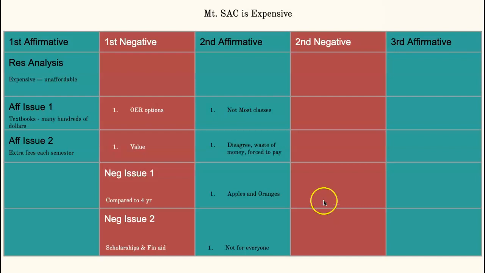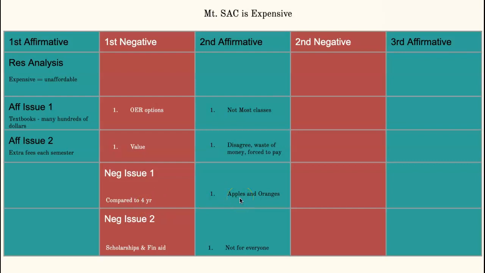And again, a good way to structure this is start with your negative issue, tell us what your opponent just said, and then respond. So it might sound something like, on negative issue 1, I compared Mount SAC to a 4-year and showed that Mount SAC is much cheaper. My opponent said that's apples and oranges.